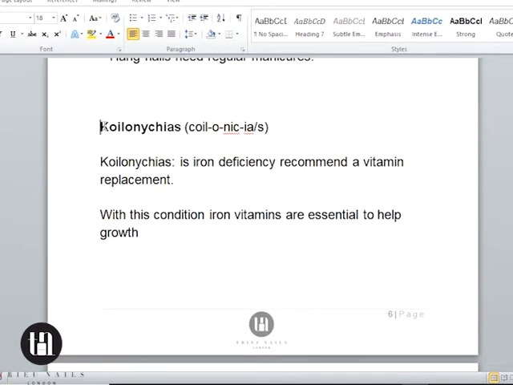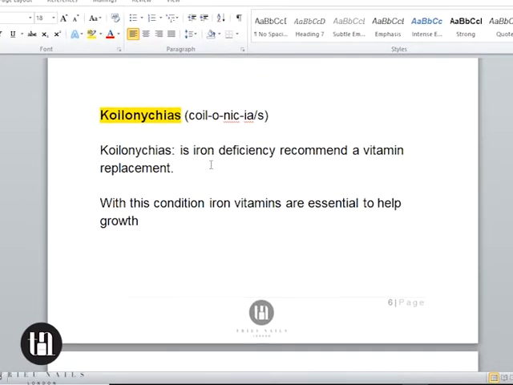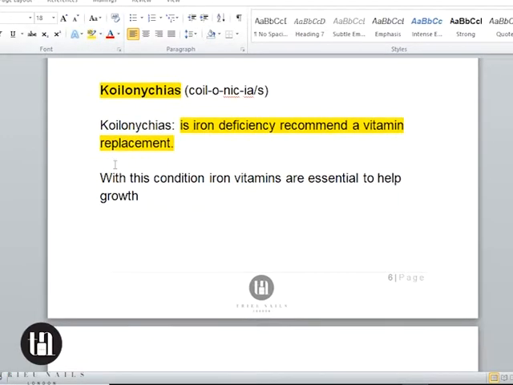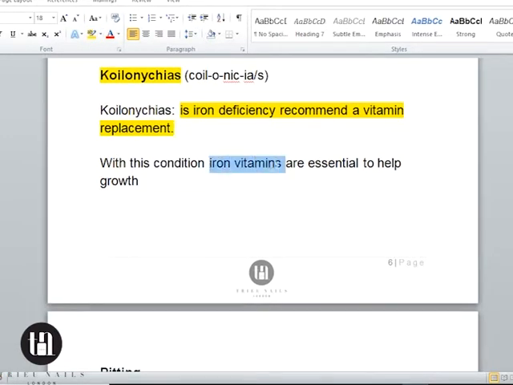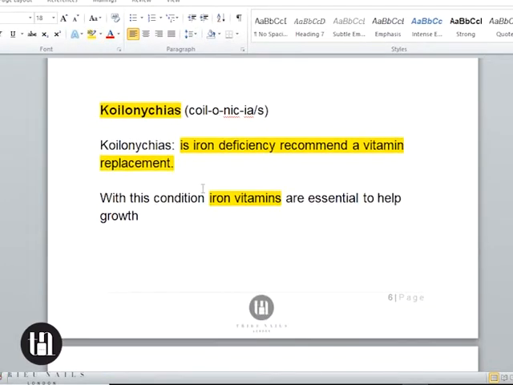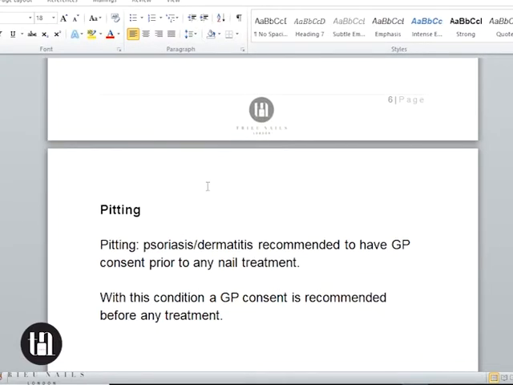The next nail disorder is koilonychia, and that's how you pronounce it, koilonychia. And this is due to iron deficiency. So you should recommend vitamin replacement. Iron vitamins are very essential to help the growth. Remember, as we're going through these, please do Google images of what they actually look like.